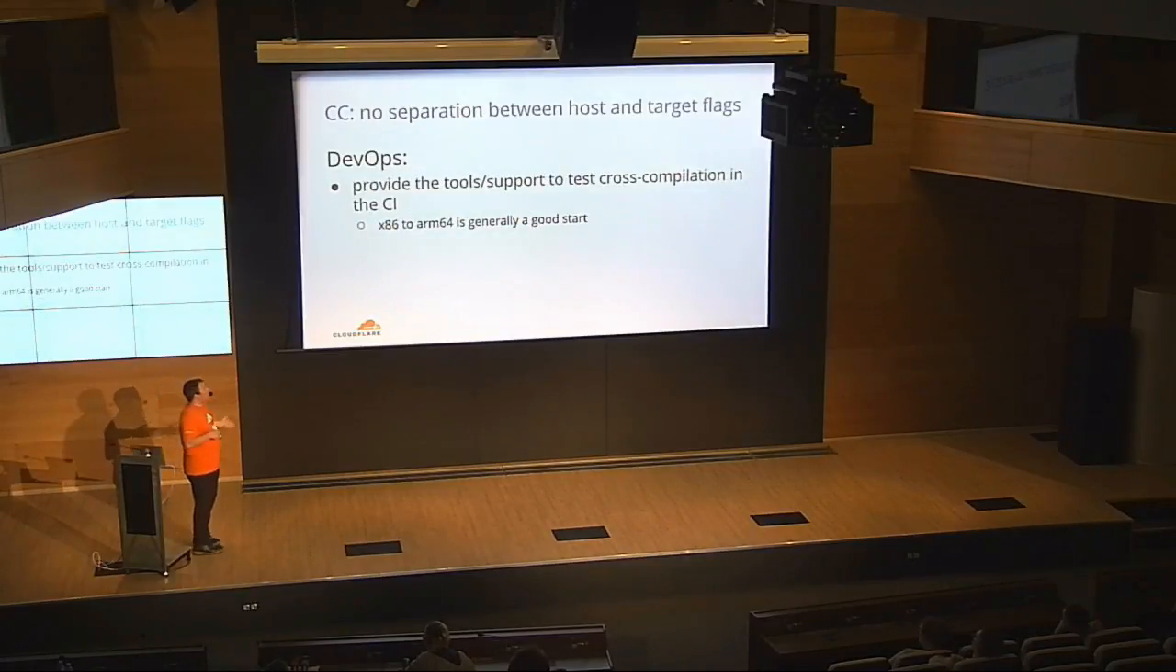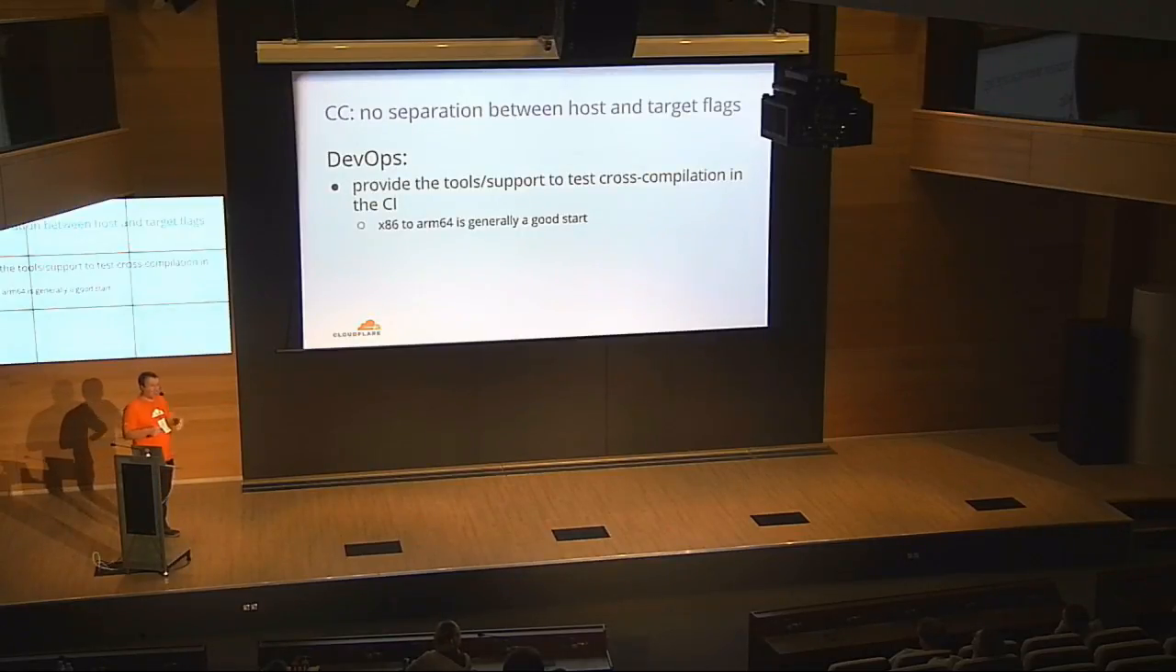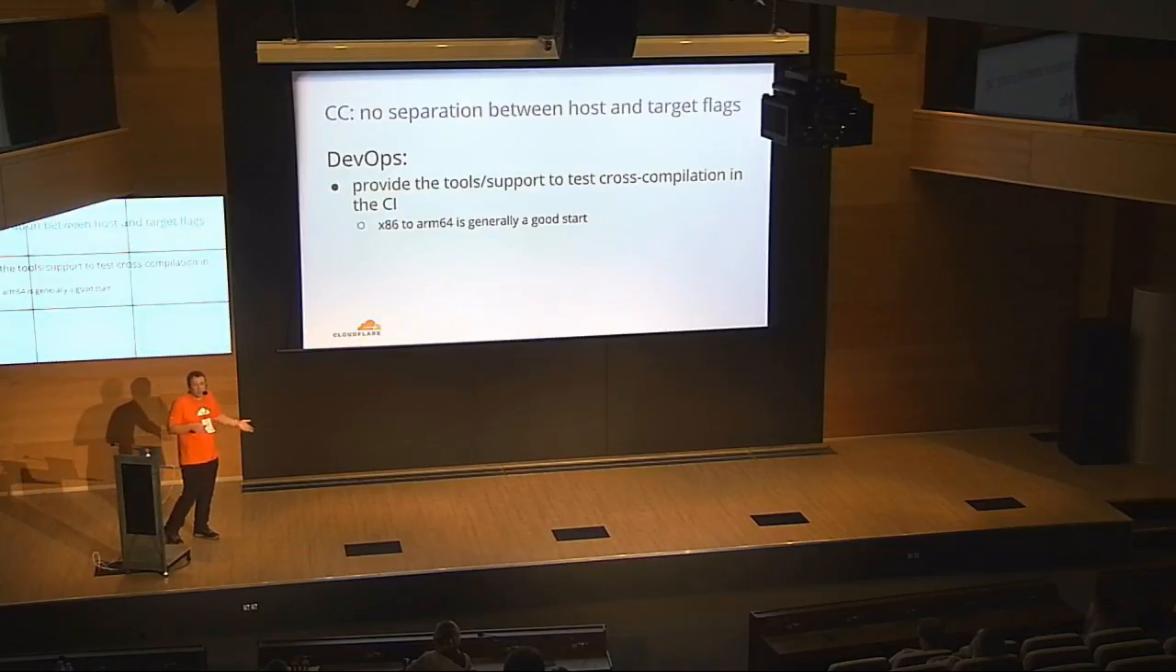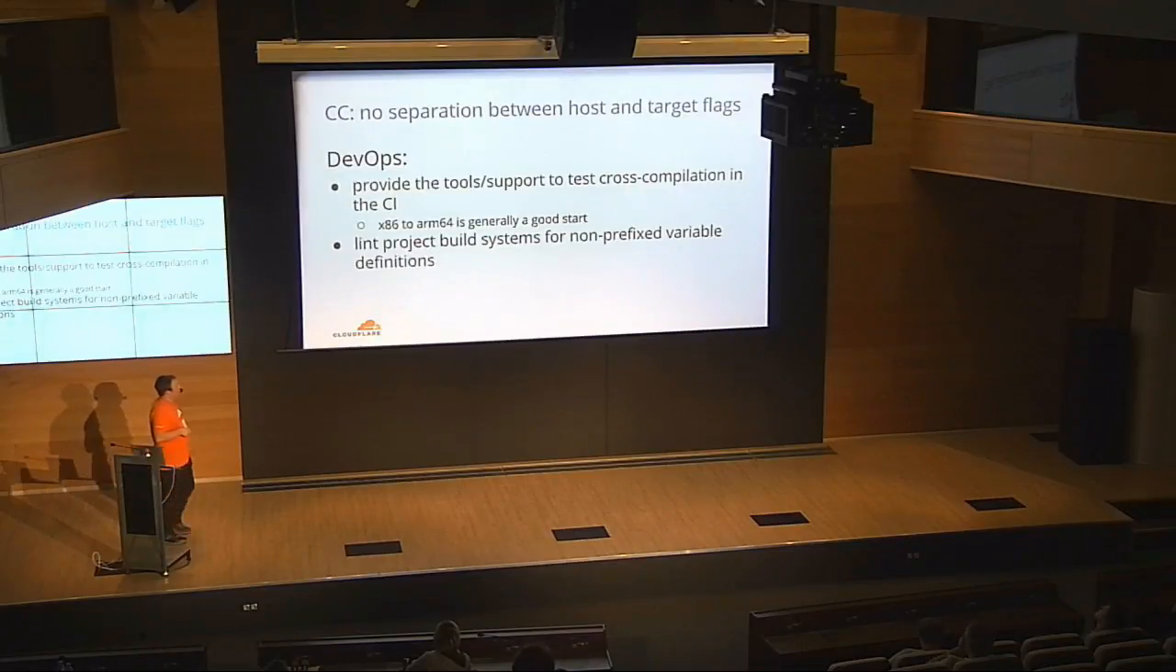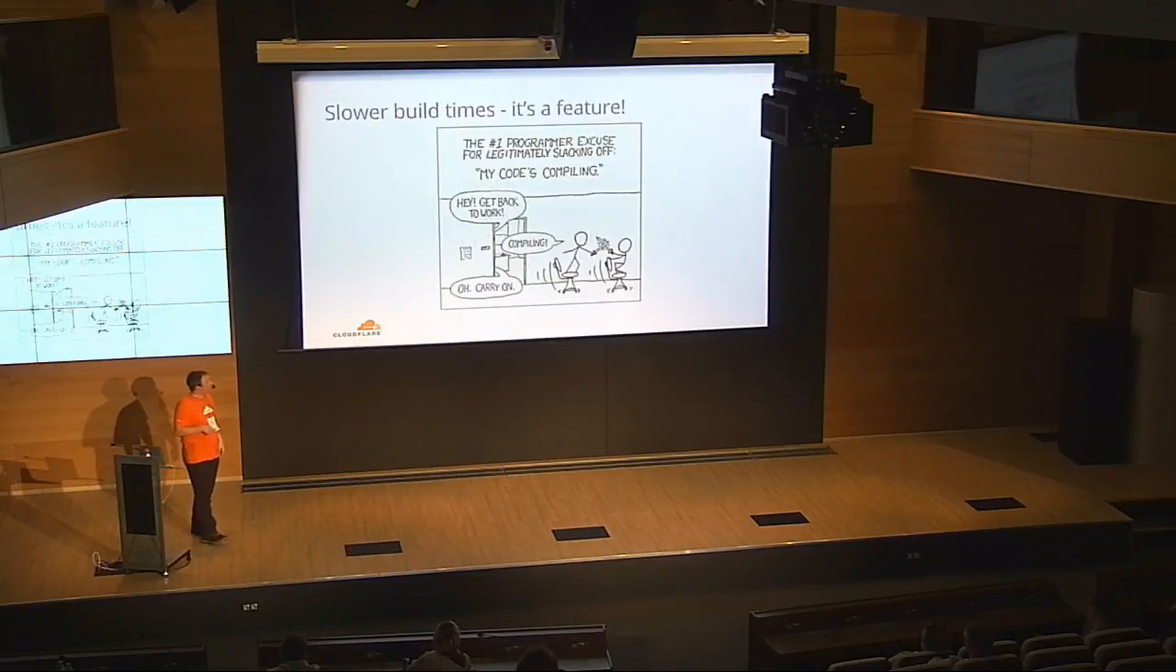Here, DevOps can help as well. If you're designing a build system which is cross-compile friendly, why not test it in your CI? Apparently the iPXE project had support for cross-compilation in the build system, but because it was probably never tested, it was broken. You can also lint project build systems for the advice I'm giving you now, like non-prefixed variable definitions.